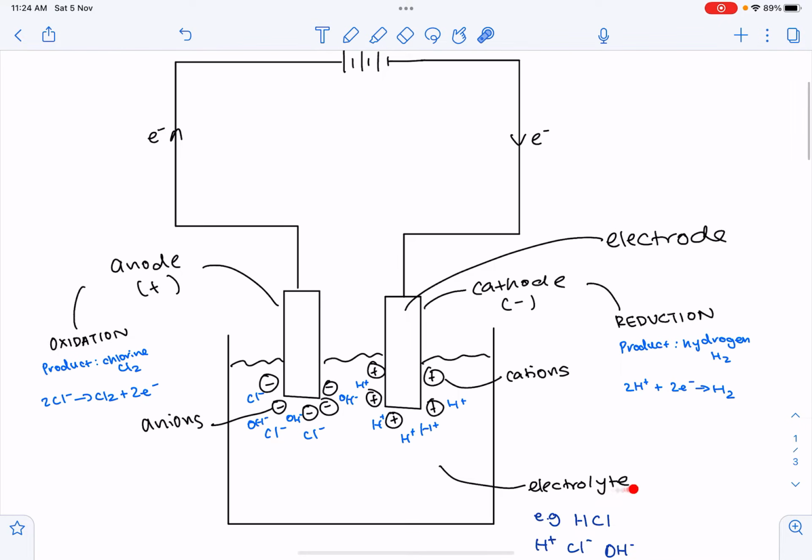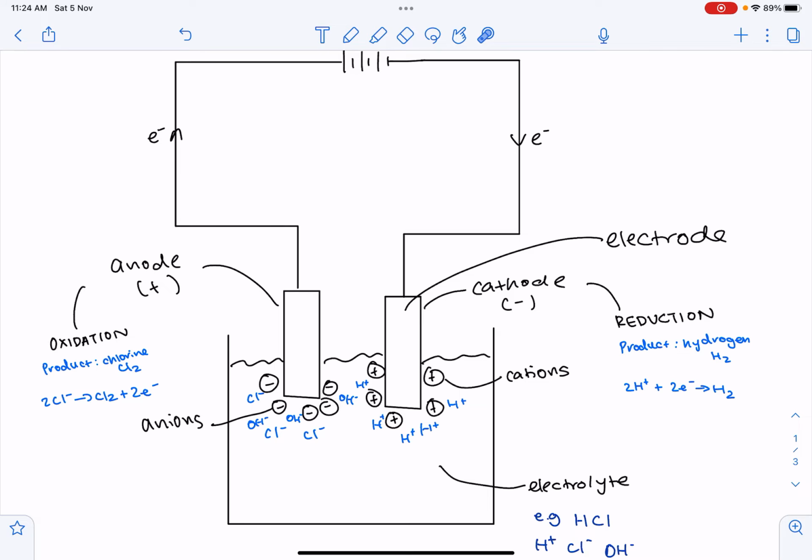Firstly we have the electrolyte, which is the chemical compound which conducts electricity when molten or in solution. Then we have our electrodes, which are the conductors through which electricity is passed. Often these are made out of carbon. We have two types of electrodes: the anode, which is the positive terminal, and the cathode, which is the negative terminal.